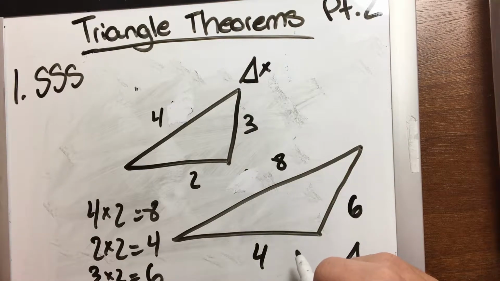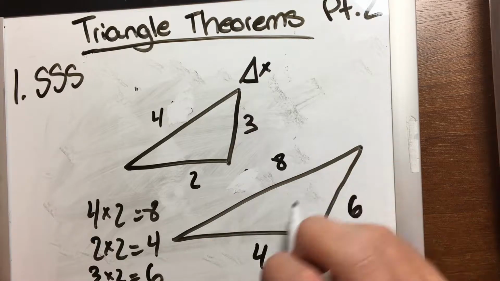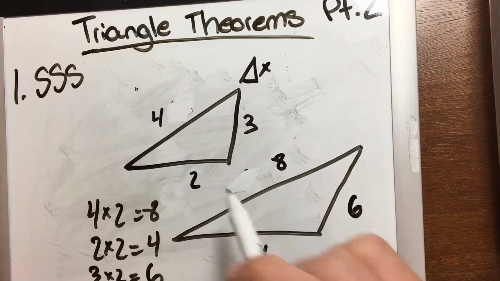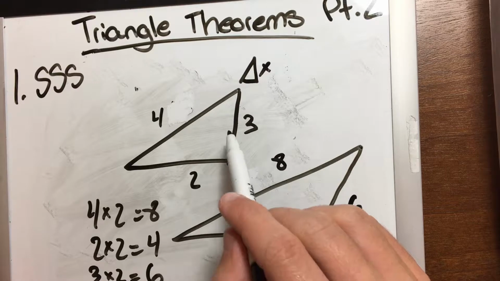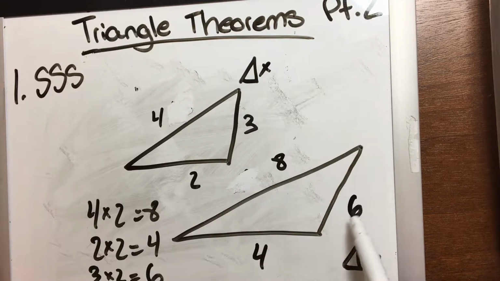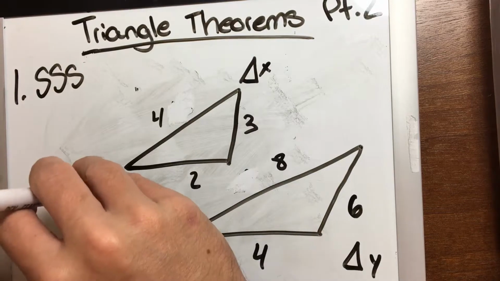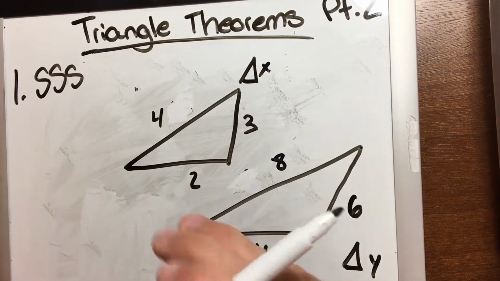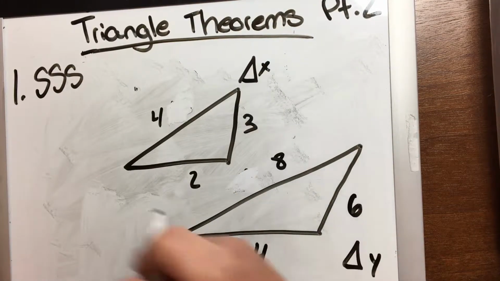So you could say, inversely, that the lengths of this triangle are 1/2 the lengths of this one. Or you could say that these are twice the lengths of that. So 4 times 2 equals 8, 2 times 2 equals 4, 3 times 2 equals 6. Or if you divide these by 2, then you could say it's 4, 3, and 2. So when you see sides that are proportionally the same, then you know they must be similar.